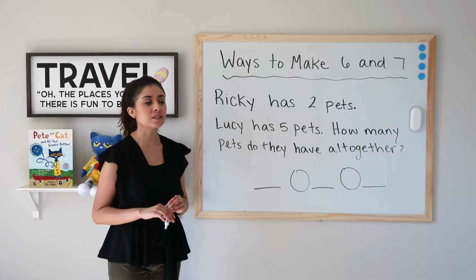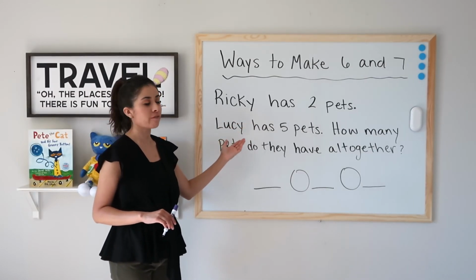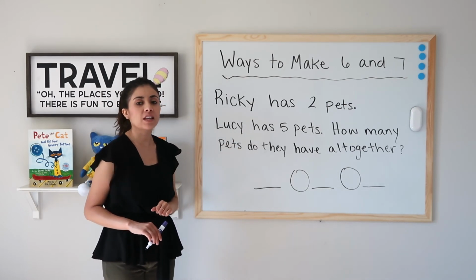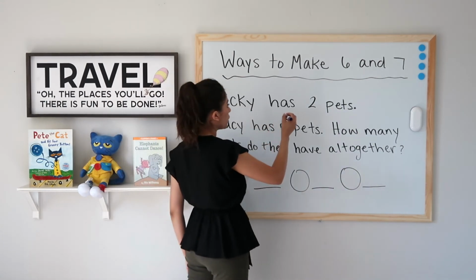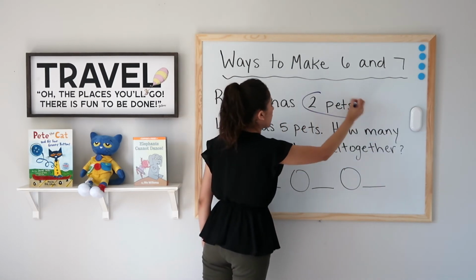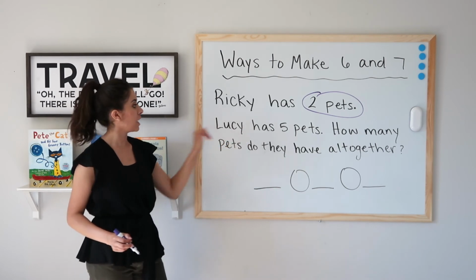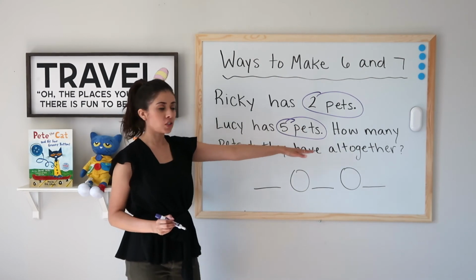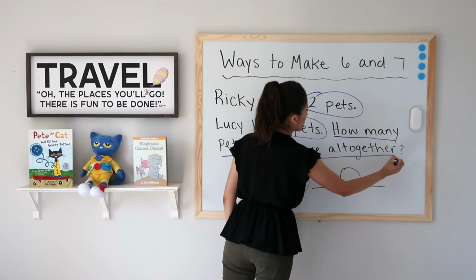This word problem says, Ricky has 2 pets. Lucy has 5 pets. How many pets do they have altogether? Let's start by circling what we already know. I know that Ricky has how many pets? 2. 2 pets. Lucy has how many pets? 5. Good. 5 pets. I want to know how many pets do they have altogether?